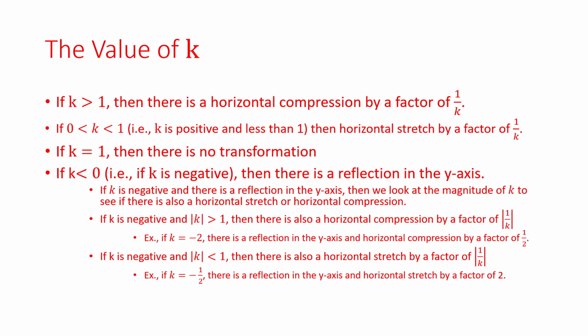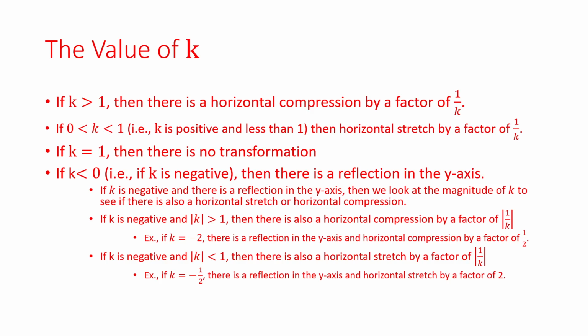The value of k. If k is greater than 1, there's a horizontal compression by a factor of 1/k. If k is in between 0 and 1, then there's a horizontal stretch by a factor of 1/k. If k equals 1, there's no transformation. If k is negative, there's a reflection in the y-axis. And if that's the case, then we also look at the magnitude of k to determine if there's a horizontal stretch or horizontal compression in addition to the reflection in the y-axis.